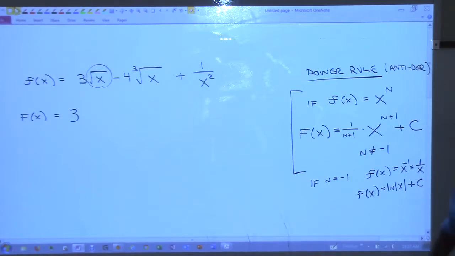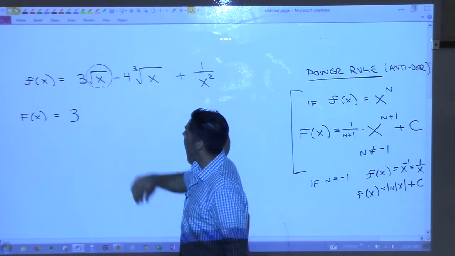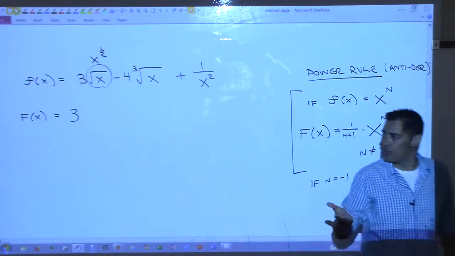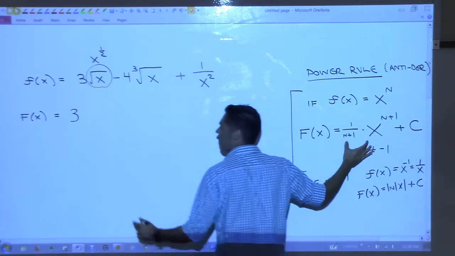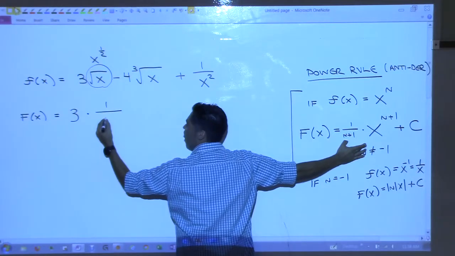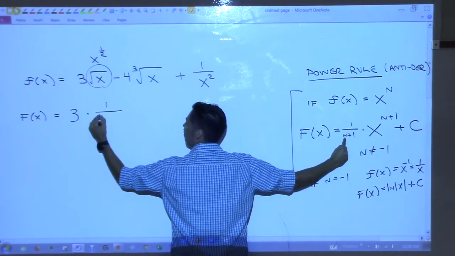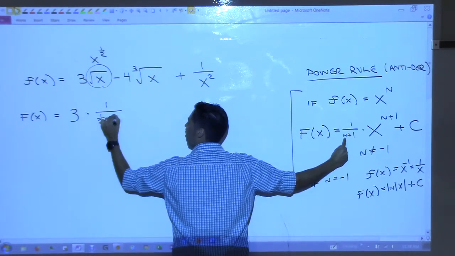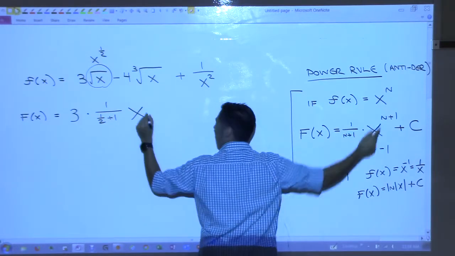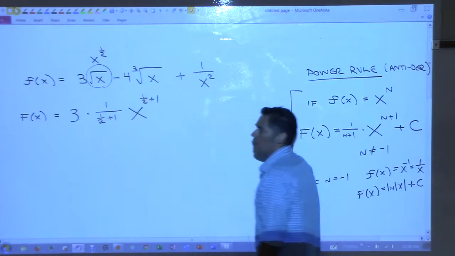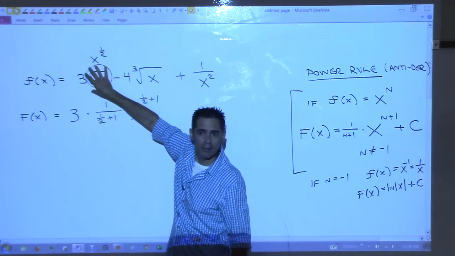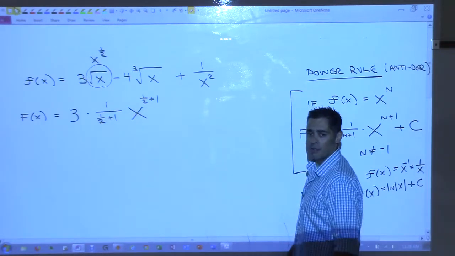Okay. You just need to know what the power is, right? So what's the power on that one? 1/2. So this is really x to the half. So n is 1/2, right? So then what would this antiderivative look like if we use this formula? It'd be 3 times 1 over 1/2 plus 1. So that's your 1 over n plus 1. X to the 1/2 plus 1. All right? So that right there is this formula being performed on just that piece right there. Okay? You want to keep going?